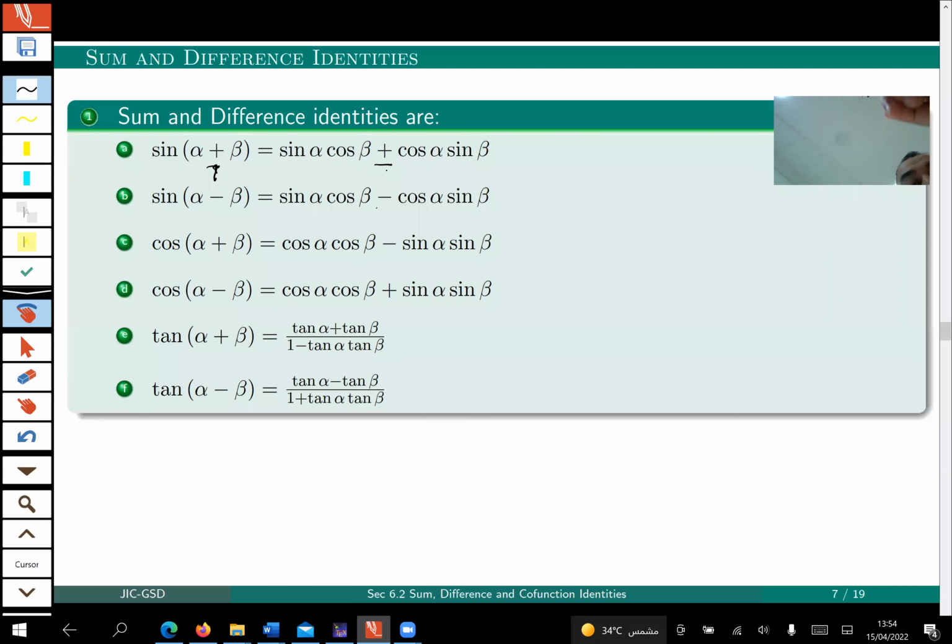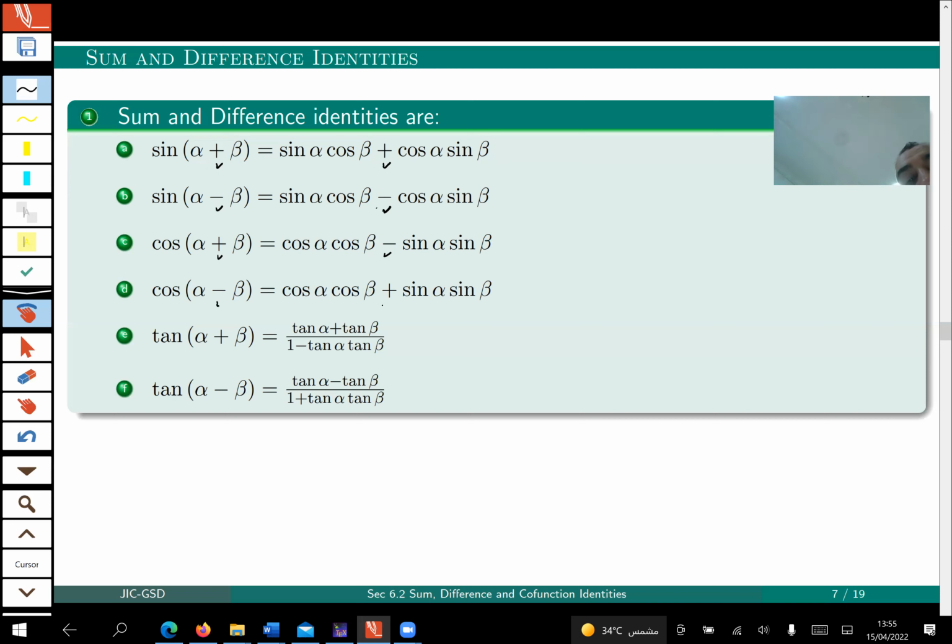Today we'll speak about sum and difference identities and cofunction identities. To start with this section, we need to keep in mind that sine preserves the sign, which means if this is a plus, that will be plus, and if it is minus, it will be minus. Alternate means it will be sine times cosine, then cosine times sine. While cosine will take the opposite sign.